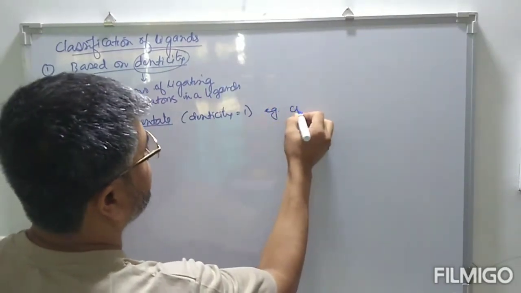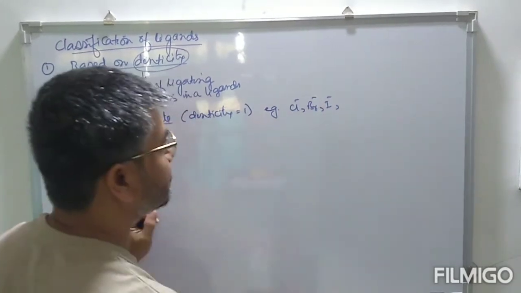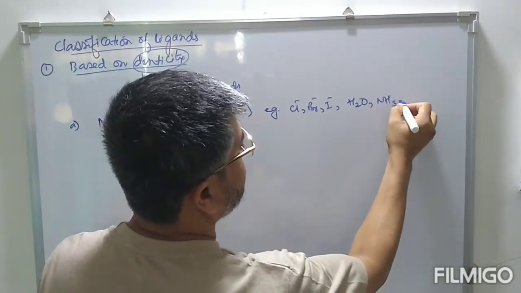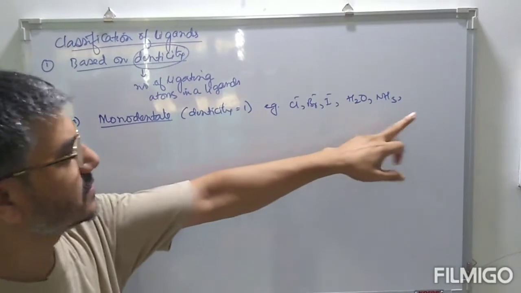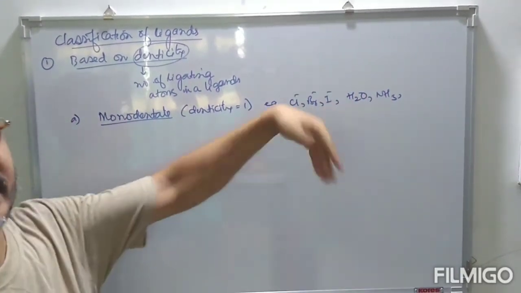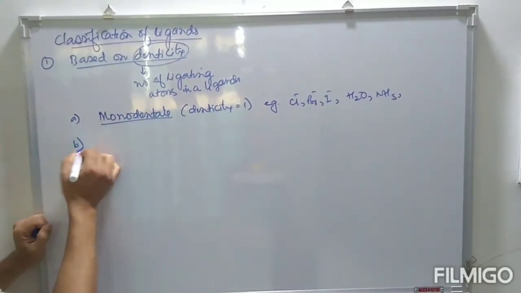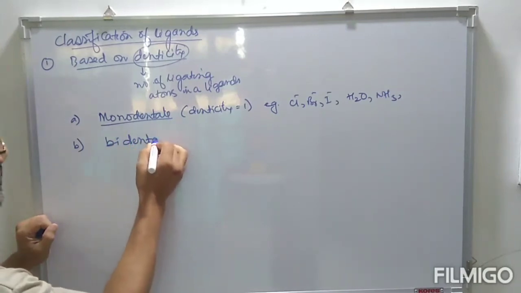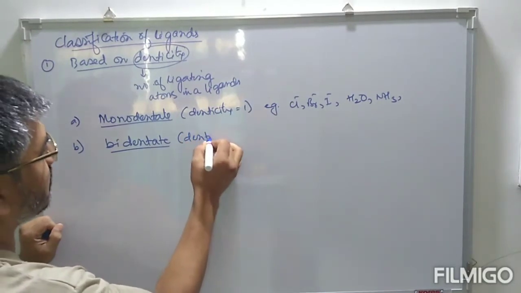Examples: Cl minus, Br minus, I minus, H2O, NH3. These are some examples of monodentate in which denticity is 1. Then we have bidentate. Denticity is 2.